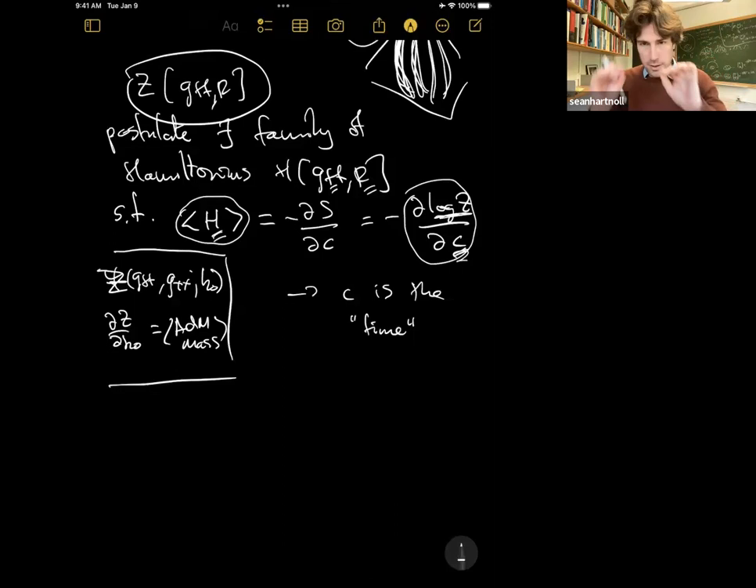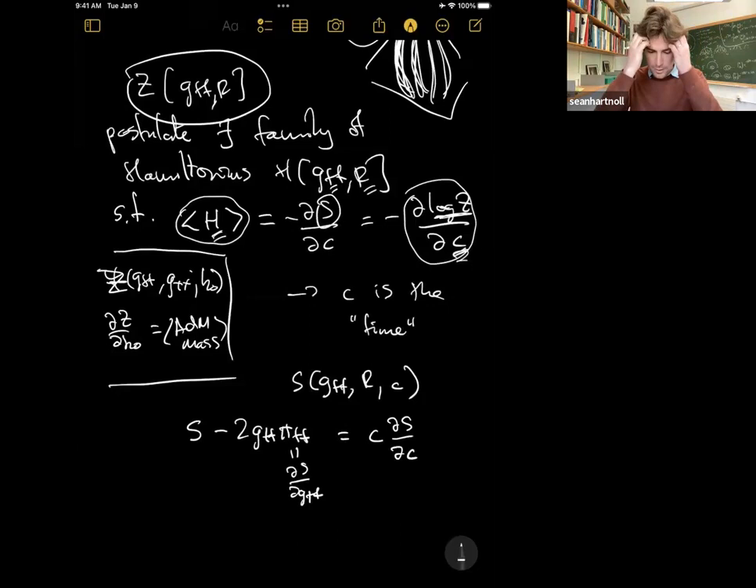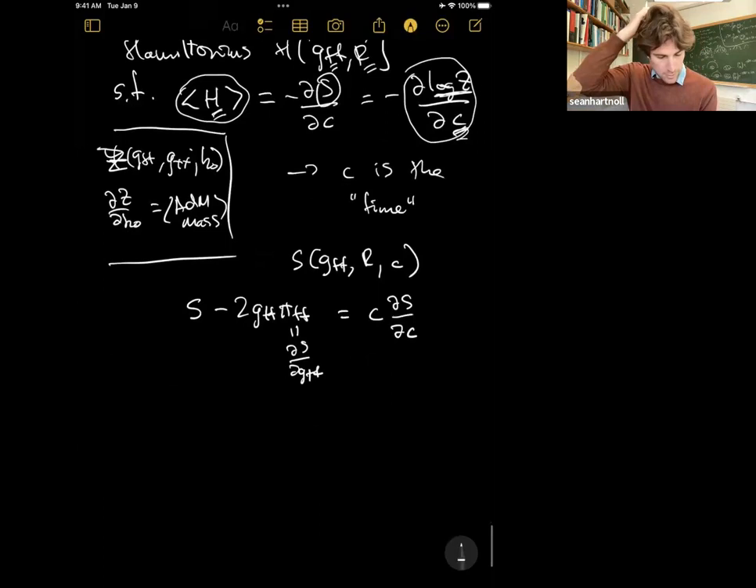I'd say three things. We have this S, and we know S as a function of GTT, R, and this constant C. Using it, you can verify that S minus 2 GTT pi TT, that's the conjugate momentum, that's dS/dGTT, is equal to C dS/dC. That's just a property that S obeys. So this I want to interpret as C times H.